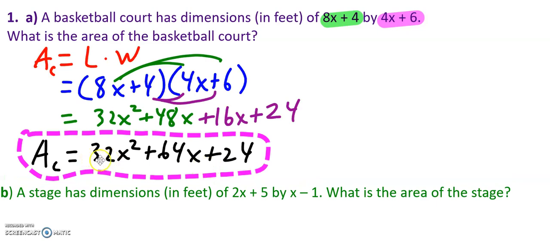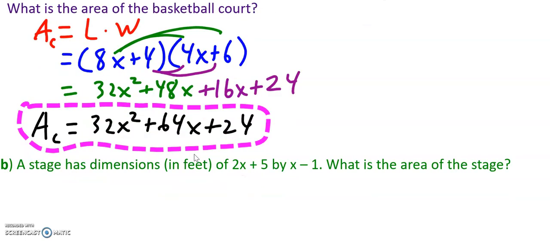All right, so hopefully you end up with area of the court is 32x squared plus 64x plus 24. How do I get that? Again, area of the court is length times width. I called the 8x plus 4 the length, the 4x plus 6 the width. I did my distributing, carefully combined like terms, and I got my area.